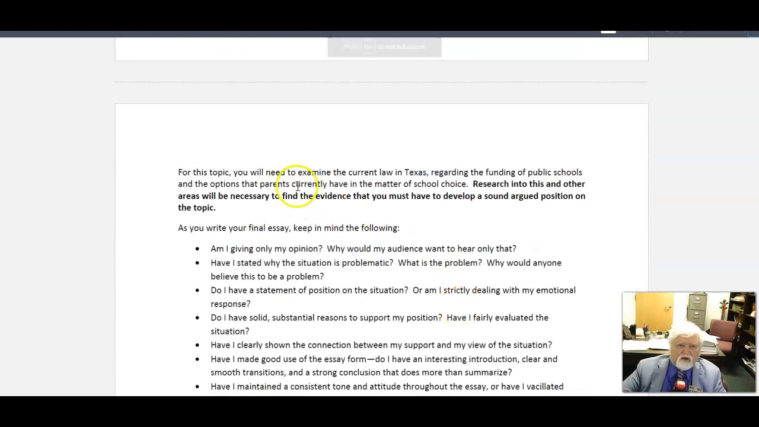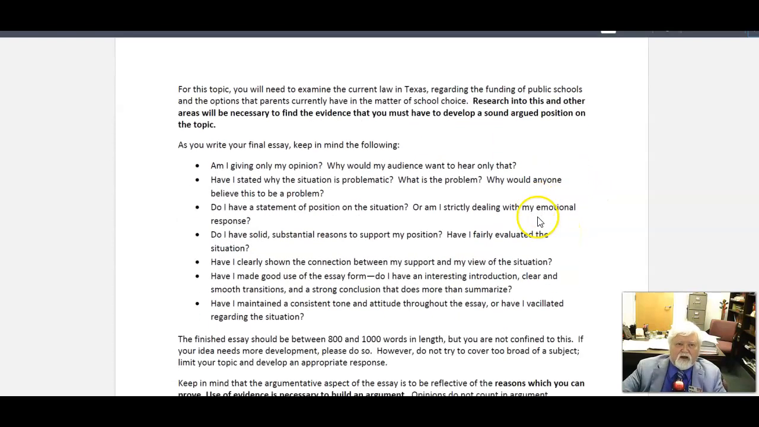And so what you're going to need to do is look at the current law in Texas regarding funding of schools. You'll need to research this. You need to keep in mind that your opinion doesn't count. Your opinion is going to lead you to a side, but it's not your opinion that you present. You have to look and see whether there's actually an issue. There is an issue with this topic.